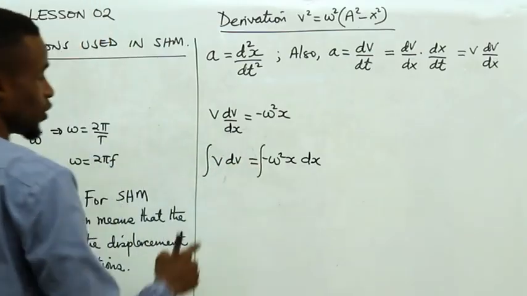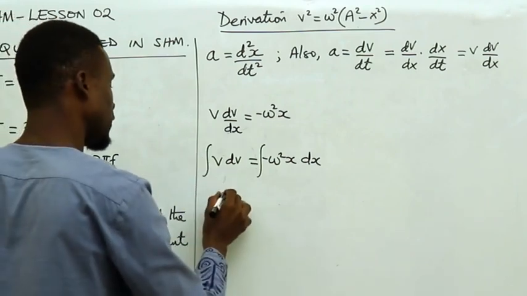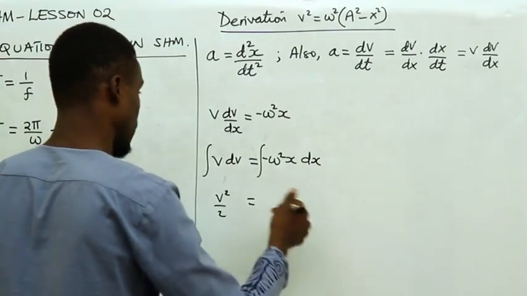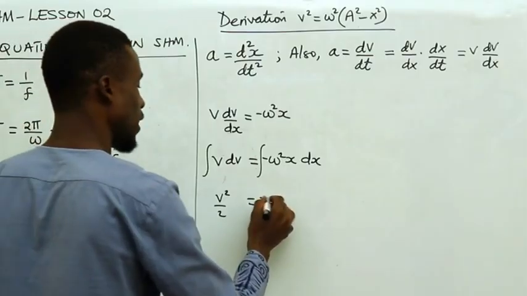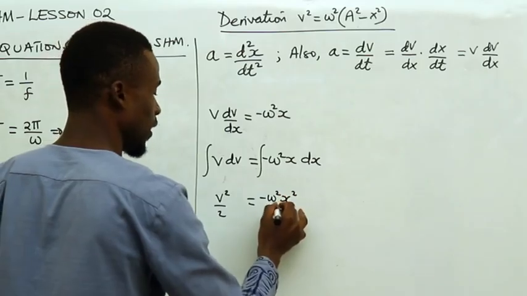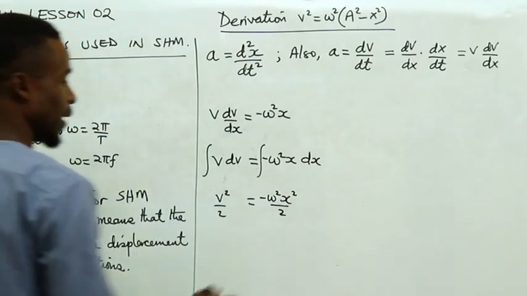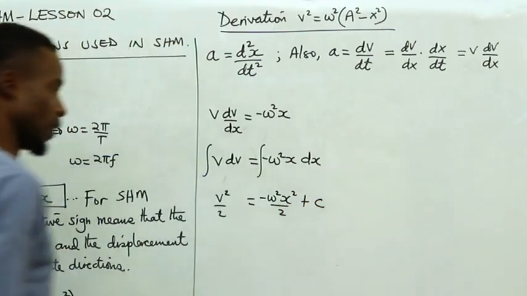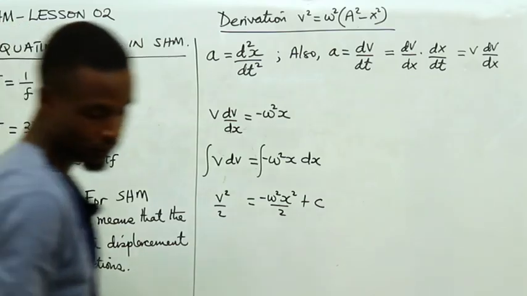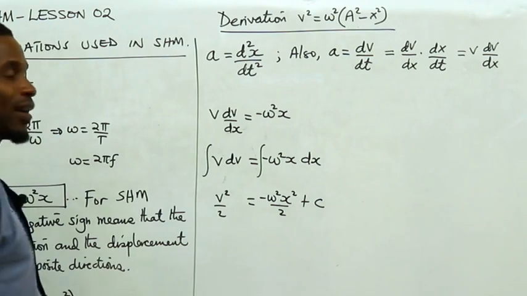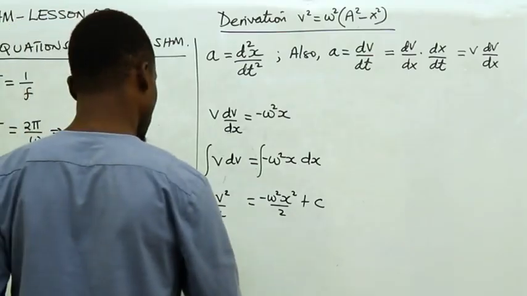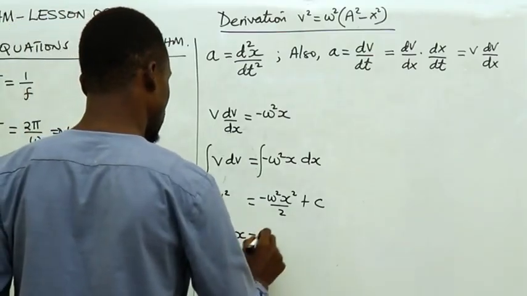Then integrating both sides, you're going to integrate this with respect to v. It is v squared over 2, plus a constant. But since there are two constants, they will give us one constant. Pulling out the negative omega squared, this is going to be x squared over 2, plus a constant. Now we're going to take some initial conditions, when the particle is at the ends, or simply when x is equal to the amplitude.